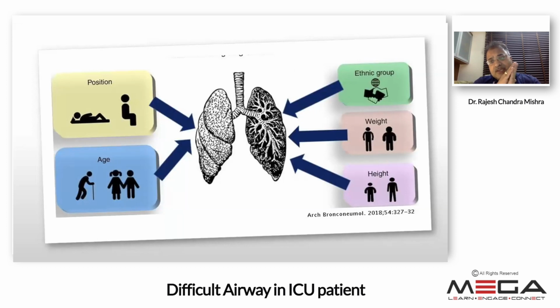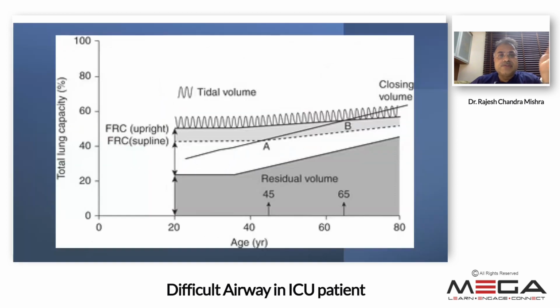Not only does respiratory distress cause this physiological change, the factor gets further complicated by position. If the patient is supine, FRC reduces further. The elderly have reduced FRC because of a non-compliant chest wall and aging lung. Some ethnic groups have a different lung capacity because of body size and weight. As you become obese, your lung capacity reduces further. And if your height is above a certain normal, this further contributes. So we have to keep all these factors in mind when we are managing the airway in an ICU patient.